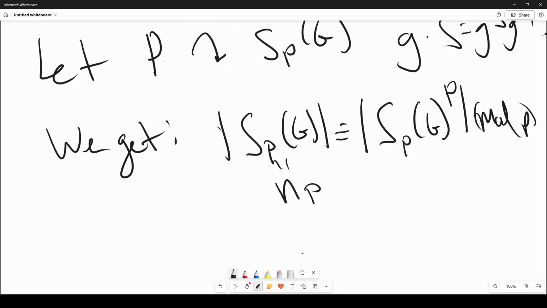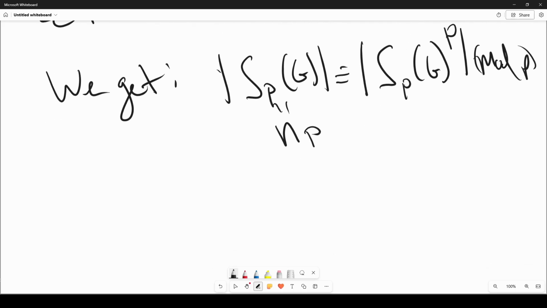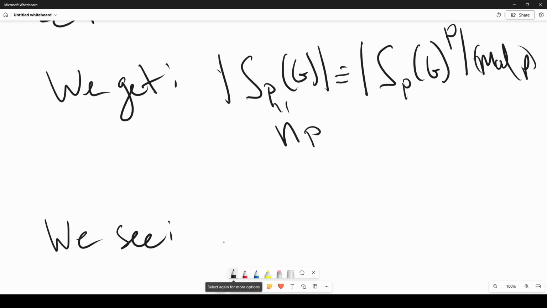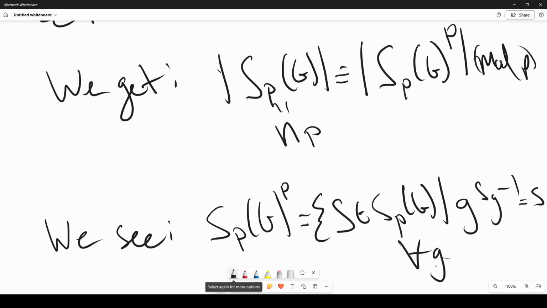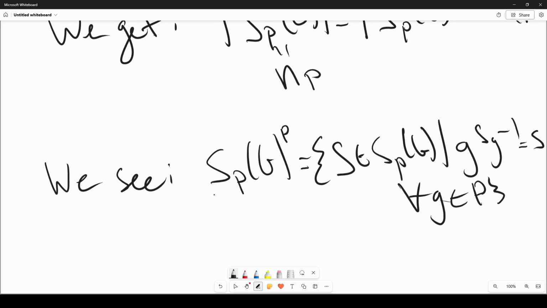So in a sense, what we want to prove is that the fixed points only have one element, or in particular are 1 mod p, but we're going to prove that there's only one element. So let's just describe what these fixed points look like. The fixed points of this action are going to equal those sets S, or should I say subgroups, in S_p(G), such that gSg inverse equals S for all g in P. So it's just those elements where if I take any element in my p-Sylow subgroup P, I'm going to just fix my other p-Sylow subgroup S.